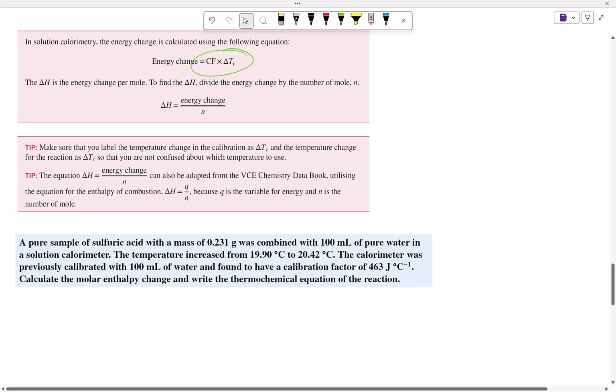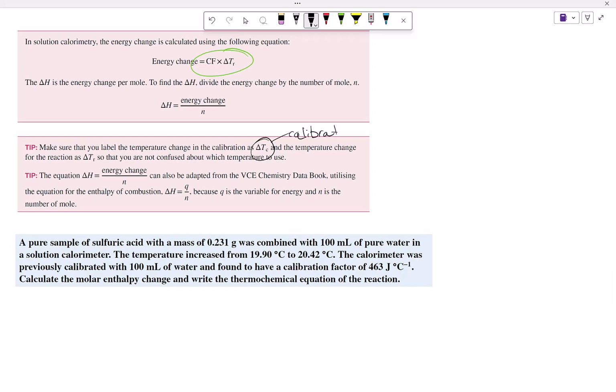This is definitely a good tip. When you're writing it in your book, especially when it comes to SACs and exams, write delta TC for calibration temperature change, and delta TR for reaction. It's useful to make a note of that so you don't forget. And you've got this part that's coming from the data book.